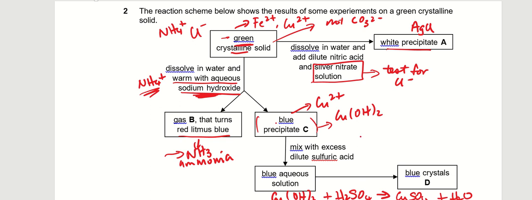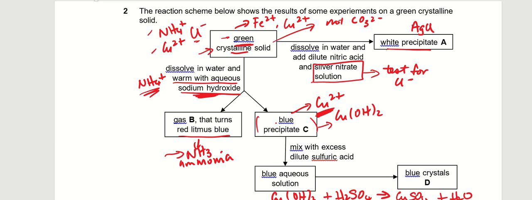Now, we get a blue precipitate here, which indicates the presence of copper 2 plus. Where did this copper 2 plus come from? The copper 2 plus came from the green crystalline solid. So Cu2 plus was also present here. So what is this salt that contains the ammonium ion, the copper 2 plus ion, and the chloride ion? What's the name of the salt?